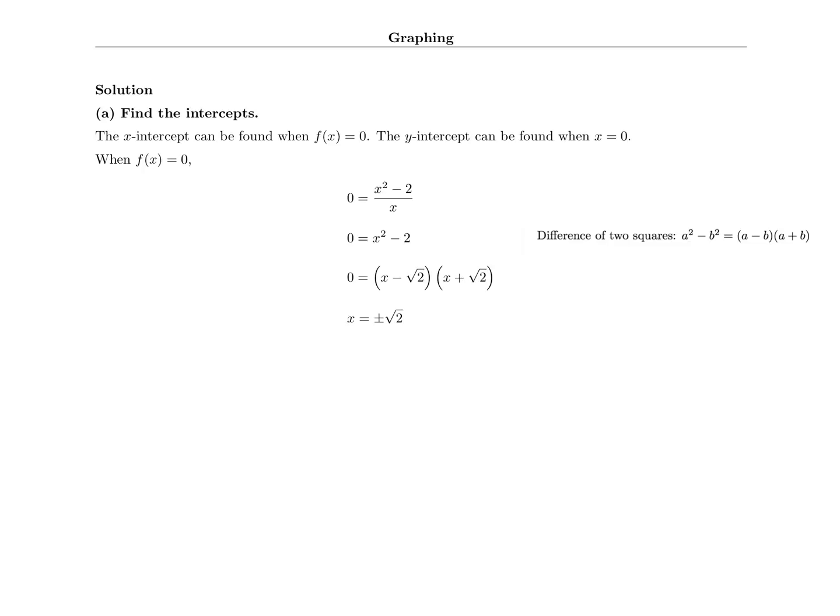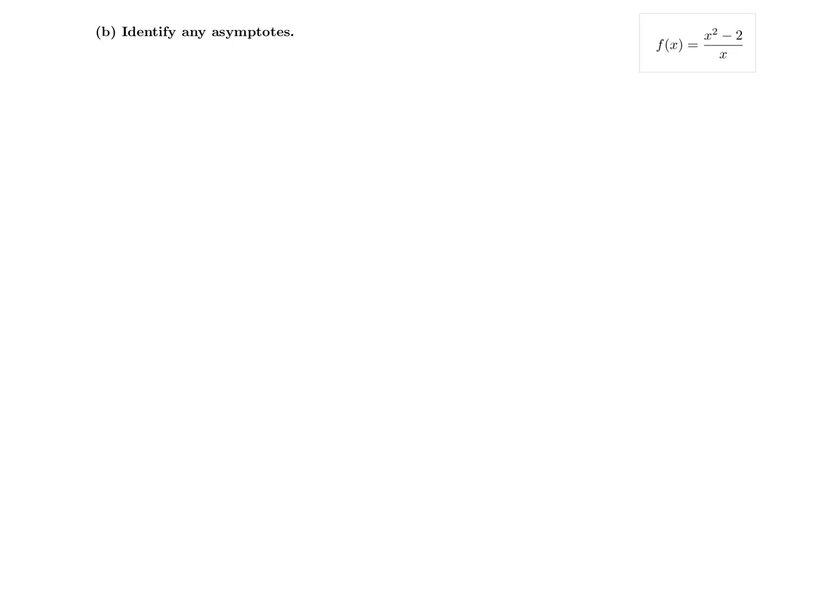Now to find the y-intercept, we need to set x equal to 0. However, since x is in the denominator, that would mean substituting 0 into the denominator, which we cannot do, since we cannot divide by 0. Hence, there is no y-intercept. On to part B, we need to find the horizontal and vertical asymptotes.